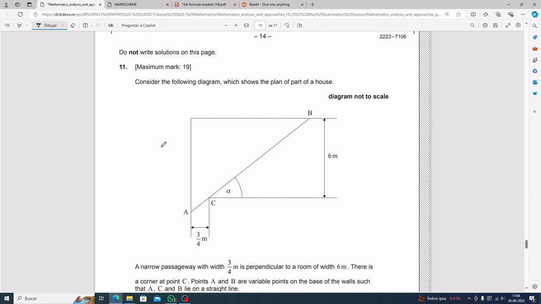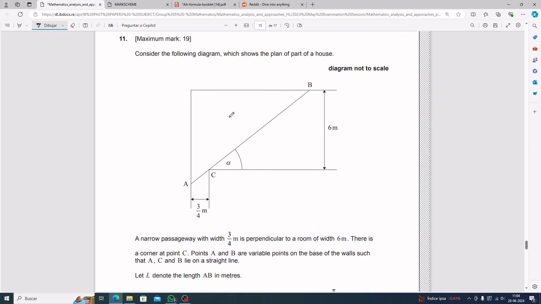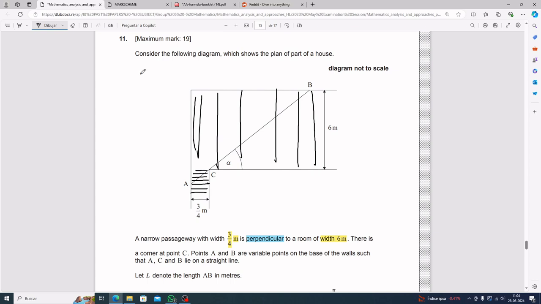Okay, so consider the following diagram, which shows the plan of part of a house. So here we have, as it says, a narrow passageway with width 3 over 4 meters, which is this passageway right there, right? Is perpendicular, okay, that can be useful information, is perpendicular to a room with width of 6. And so just so that we all understand, this is the 3 over 4, all along this, and this is the 6 meters of width, okay?